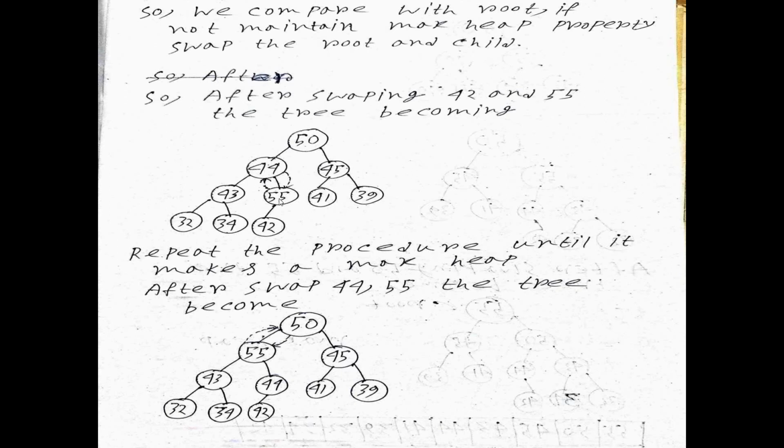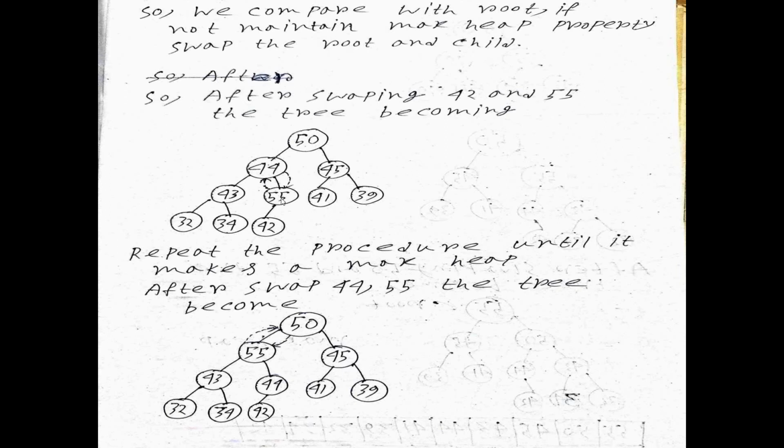Here, 43 is lesser than 44, but 55 is larger than 44. That means the child is greater than the root, which violates the max heap property. So what do we do? Again, we adjust the elements, in the upward direction. Here we adjust the elements.